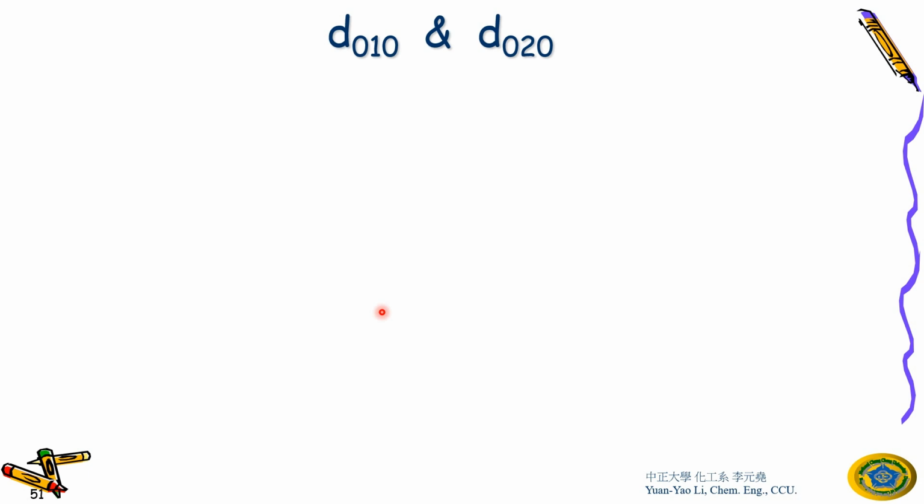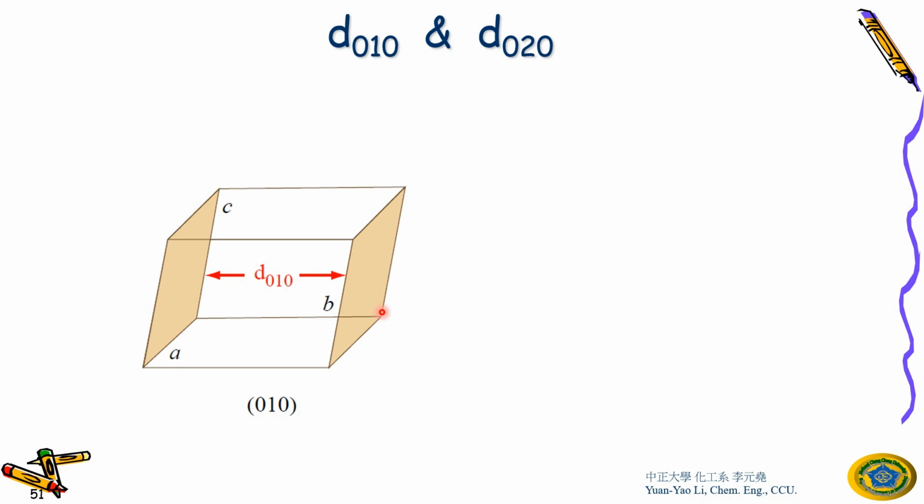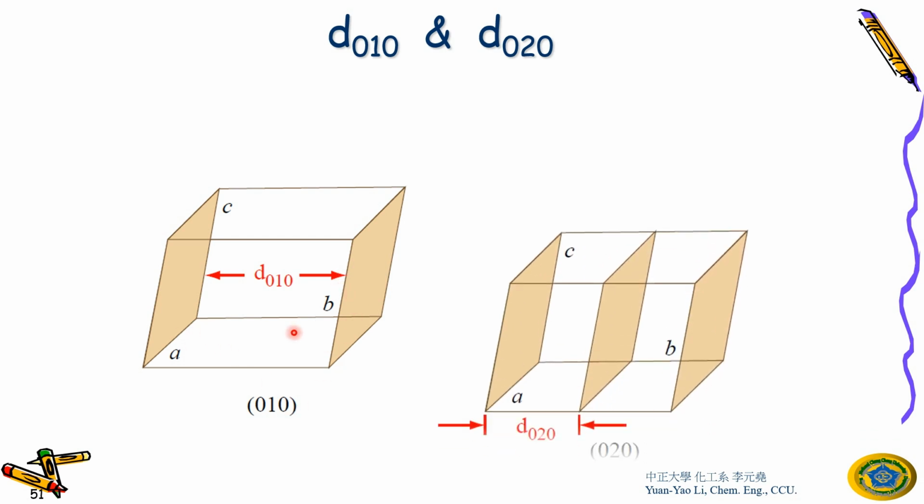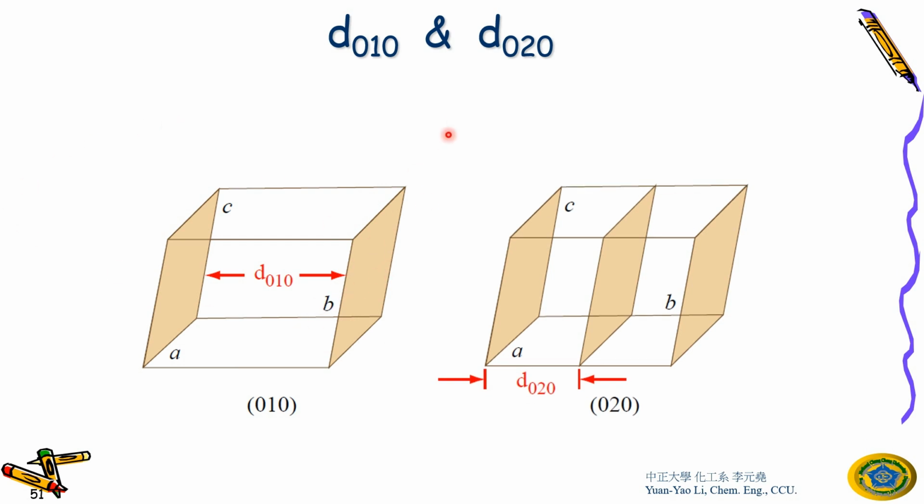So let's take a look at the D010 and the D020. What's D010? You already know 010 is this one. So this spacing between the two parallel planes is this, right? How about 020? 020 means the reciprocal, that's what infinite. Reciprocal of 2 will be half, right? Half of the B, half of the Y, right? And then reciprocal of 0 will be infinite. So this will be half.